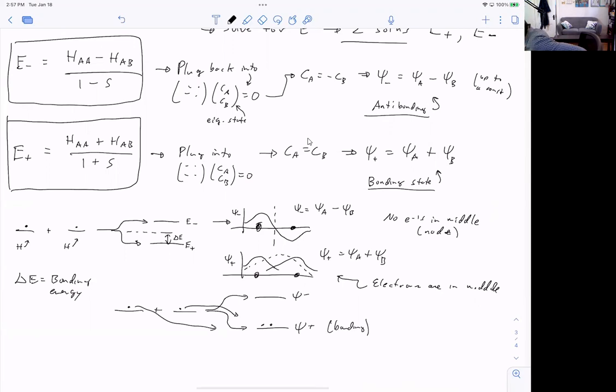And so it's a lower energy state. And we calculated it because it's all calculated above, E plus and E minus. So it's all these expressions that we just calculated. Okay, so that's the theory of covalent bonding.